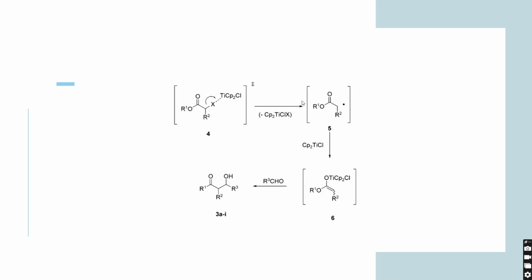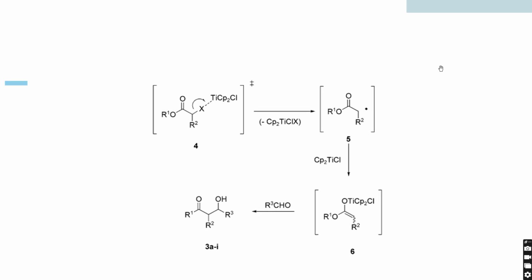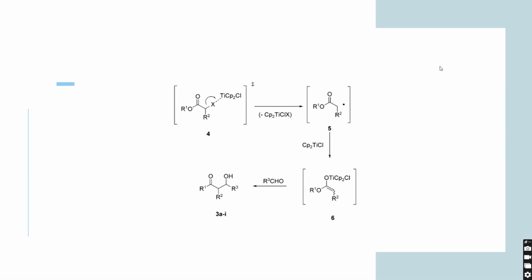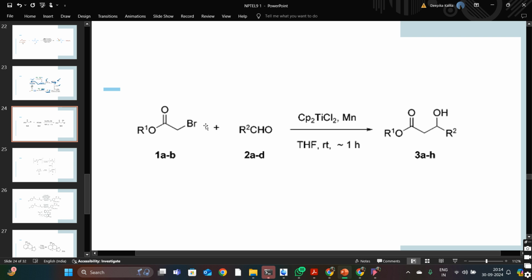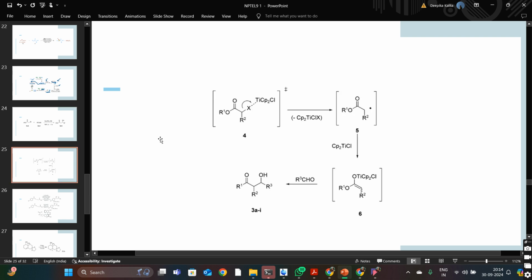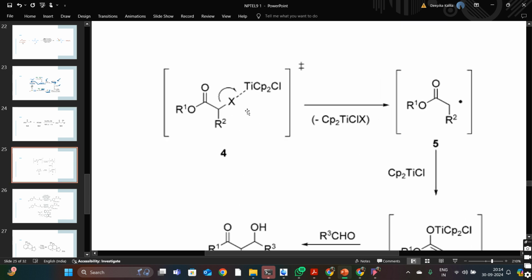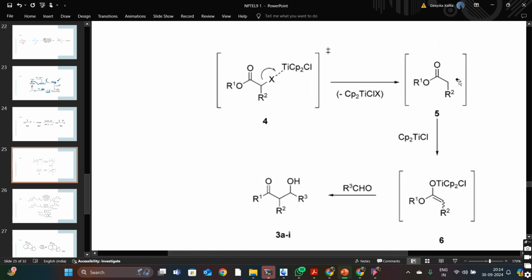Okay, so at first, if you look at your substrate, we have this carbon halogen bond which is alpha to the ester. Okay, so that carbon halogen bond is going to be broken by the organotitanium reagent, and we are going to get a radical of this type. Okay, so the organotitanium reagent is governing the reaction to follow a radical pathway.